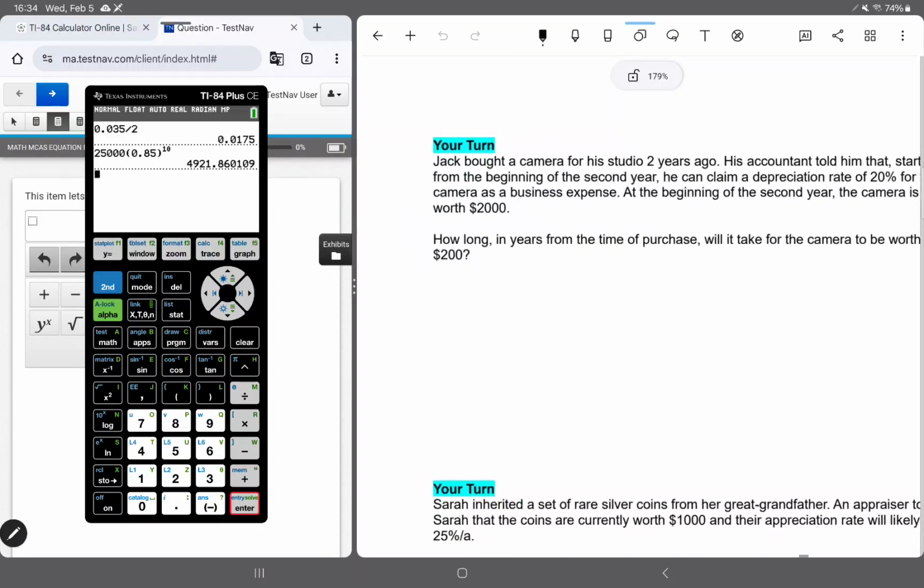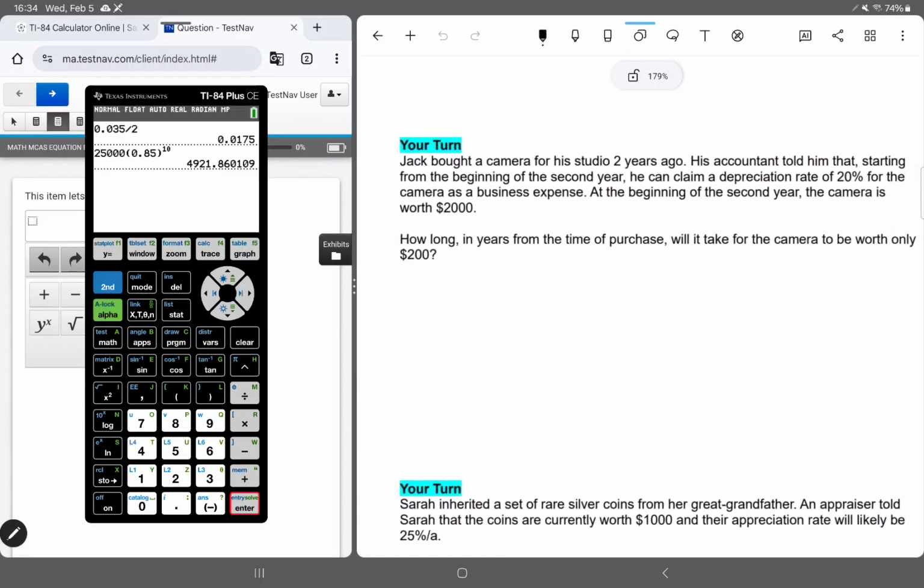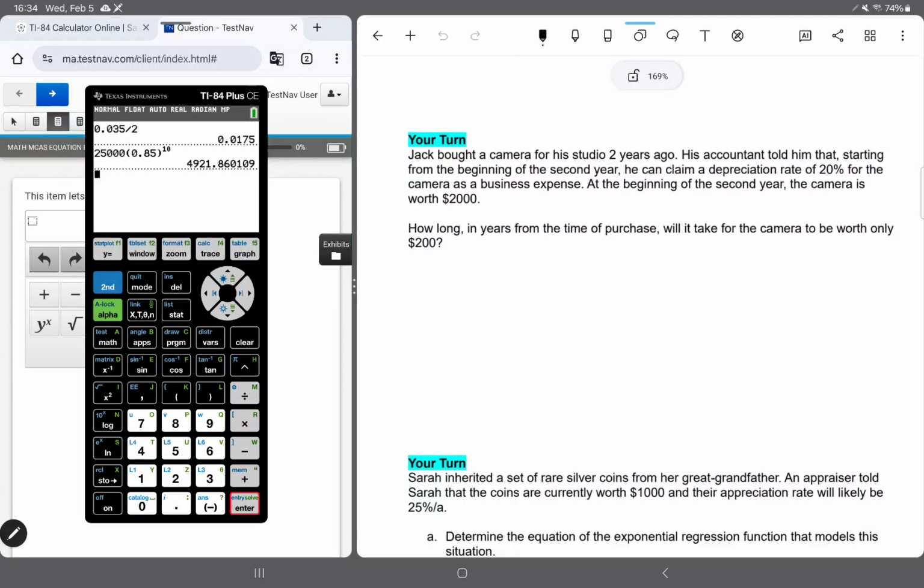All right, so Jack bought a camera for his studio 2 years ago. His accountant told him that starting from the beginning of that second year, he can claim a depreciation rate of 20% for the camera as a business expense. At the beginning of the second year, the camera is worth $2,000. How long in years from the time of purchase? Remember, this is always our x value. Will it take for the camera to be worth only $200?